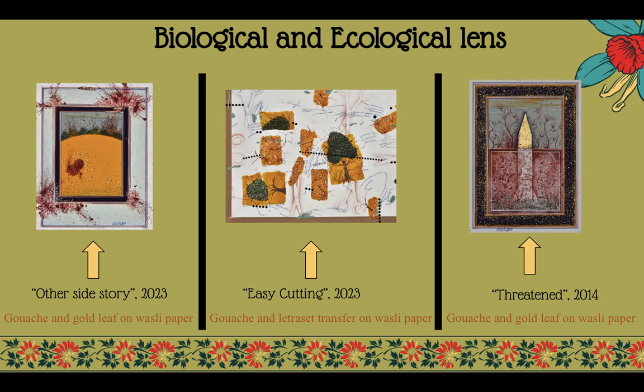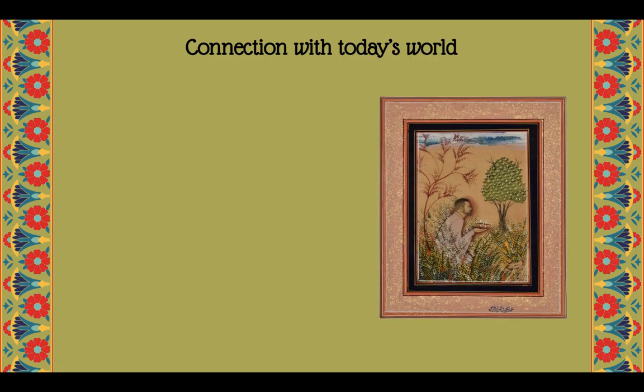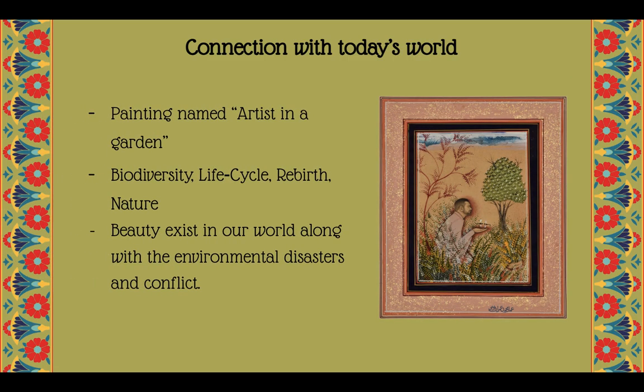He also uses a lot of imagery, as we can see over here in his paintings, and very specific, detailed material choices that we will talk about more later throughout this presentation. Now, connection with today's world. In this painting, we can see that Qureshi uses flowers and nature-based imagery to highlight the ecological cycle.